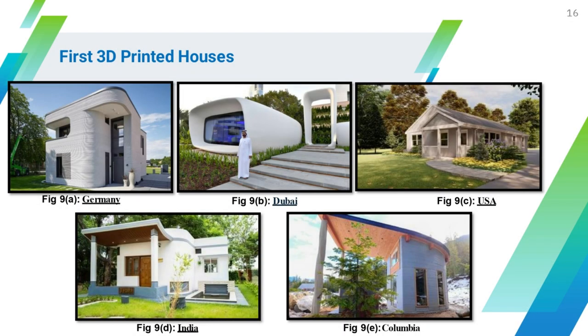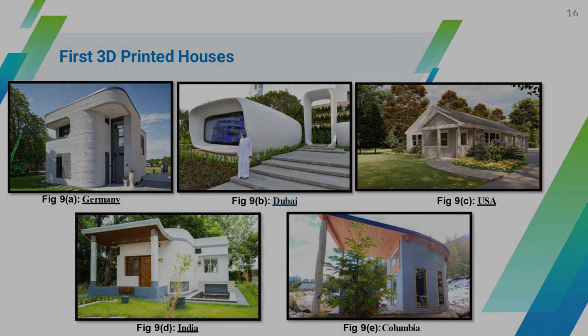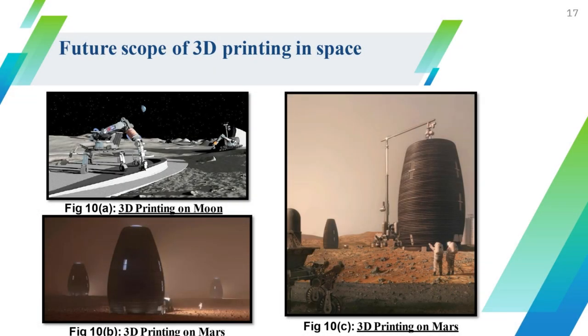These are the first 3D printed houses of different countries. Future scope of 3D printing in space. In future, we can use this technology to construct different structures in space as per the availability of material in space. As we know, it is difficult to carry materials from Earth to space.